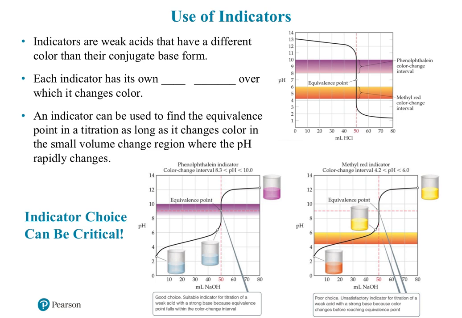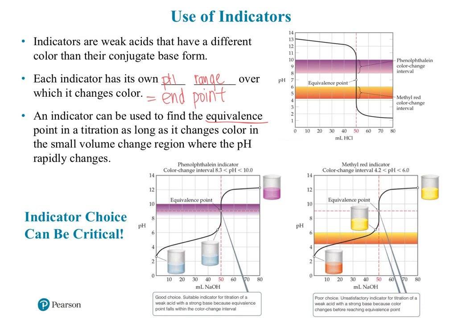So we want to pick an indicator that's going to change color where our equivalence point is going to be, the pH of our equivalence point. The point at which an indicator changes color is called the end point. So we want to find an indicator whose endpoint is similar to our equivalence point.